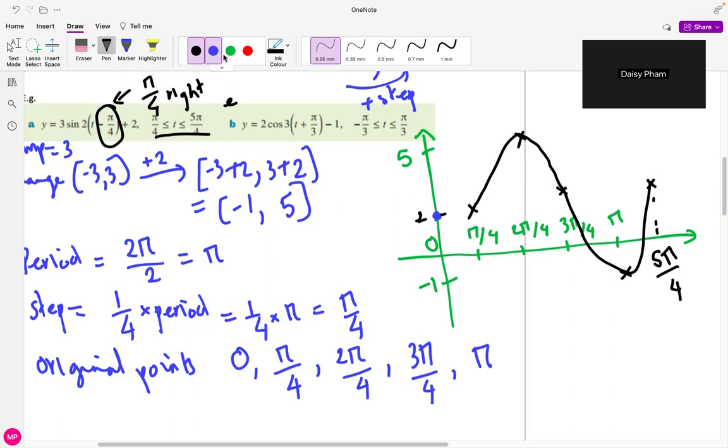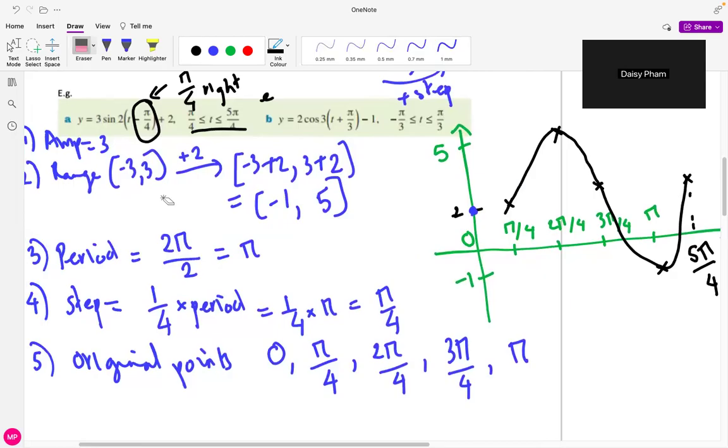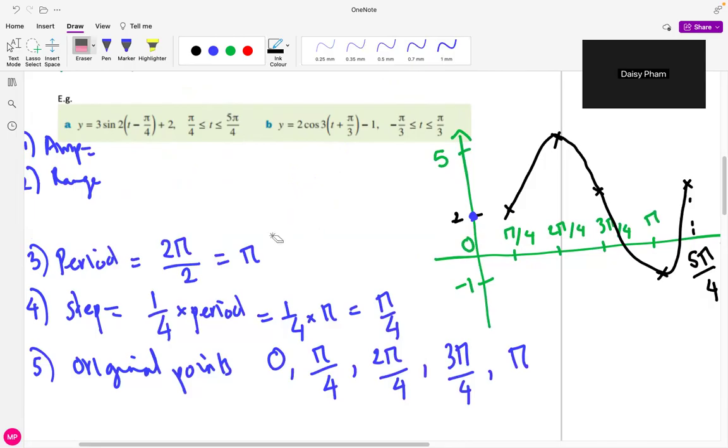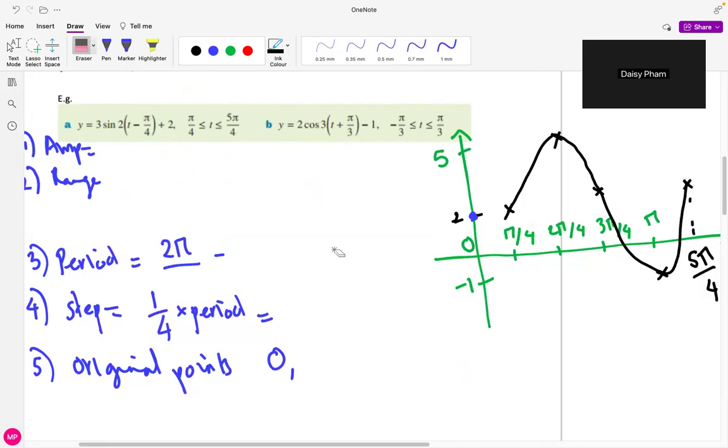So you can do another example, this time for cosine, pretty much the same thing. Okay, let's start again. But for cosine, we just start from the maximum instead of the middle, and we go through the same process. Let me rub this one out. All right, let's start again.